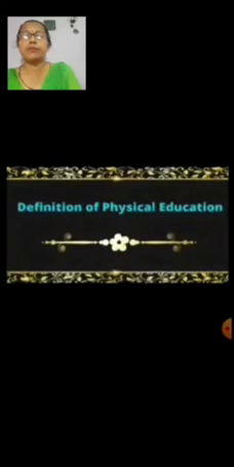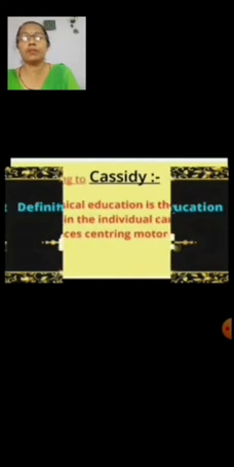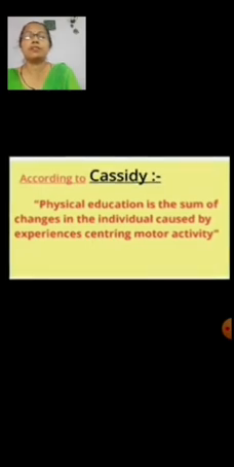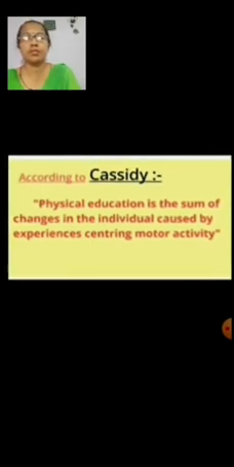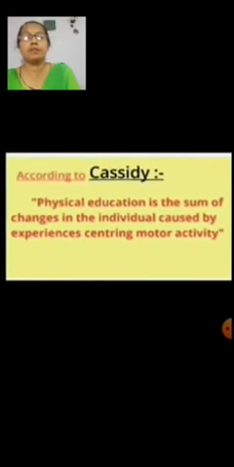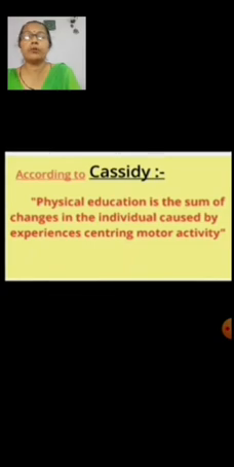Now, definition of physical education. We have seen the meaning. Let us see the definition of physical education. There are many definitions, and this one is the easiest definition that you can write. When you are writing the definition, you should write the author's name also. According to Cassidy, physical education is the sum of changes in the individual caused by experiences, certainly motor activities.